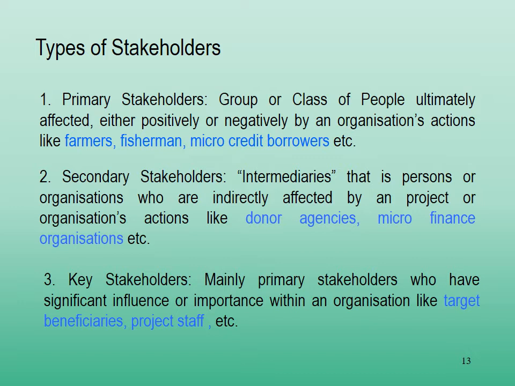Key stakeholders. Sometimes they use this term, key stakeholders. It means mainly the primary stakeholders that we discussed earlier, and those who have significant influence or importance within an organization, like target beneficiaries, project staff. In the case of primary stakeholders, we do not say that project staff is a primary stakeholder, but here we can say that because they play the key roles. So listen, it is a very minor difference, but in most cases we say that the key stakeholders are mainly the primary stakeholders.